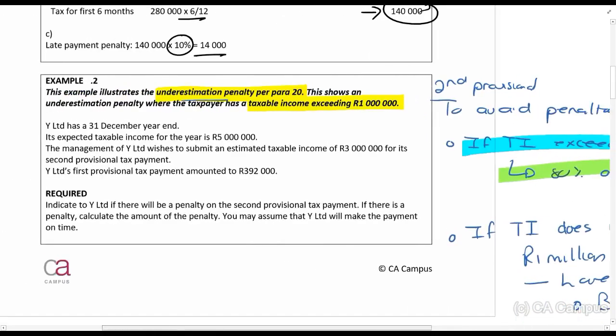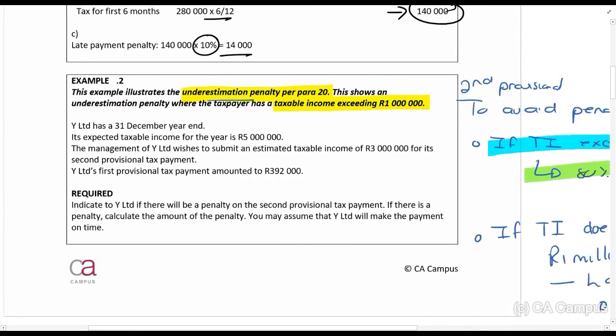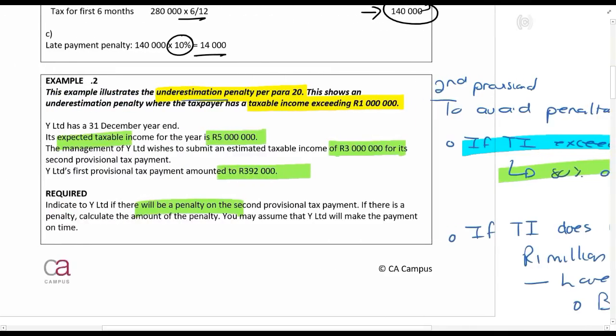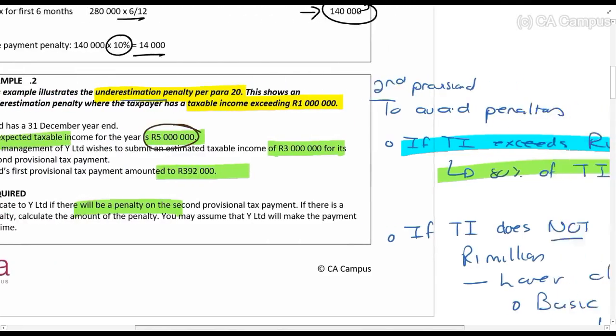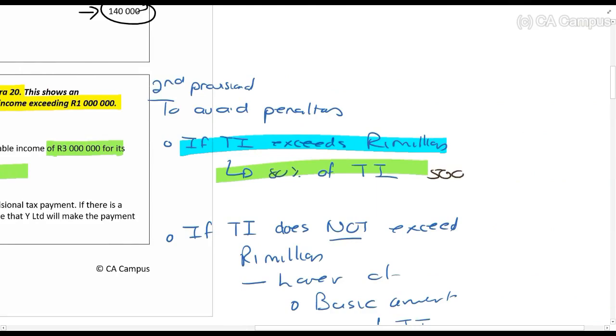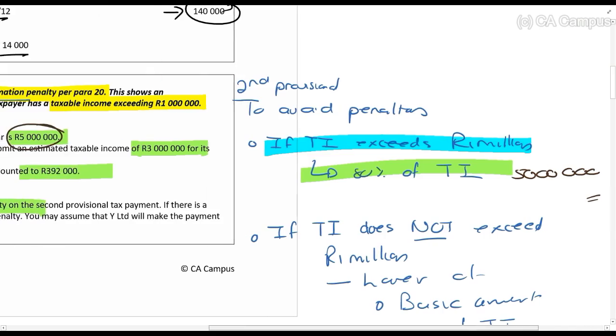Okay, so Y Limited has a 31 December year end, and its expected taxable income for the year is 5 million, so that's the actual taxable income. Management of Y Limited wishes to submit an estimate of 3 million rands, and their first provisional tax payment was 392. What will be the penalty if they do this? Okay, so what is the minimum amount that they should use? Their taxable income is going to be 5 million rands, so the minimum amount they should use is 5 million times 80%, 4 million rands. What have they used? 3 million rands.